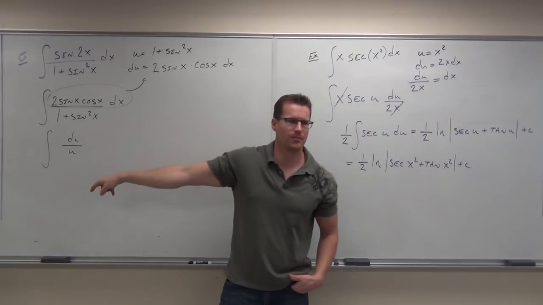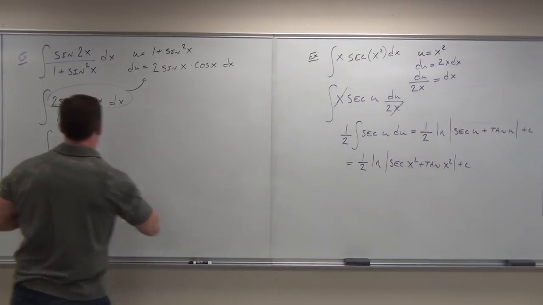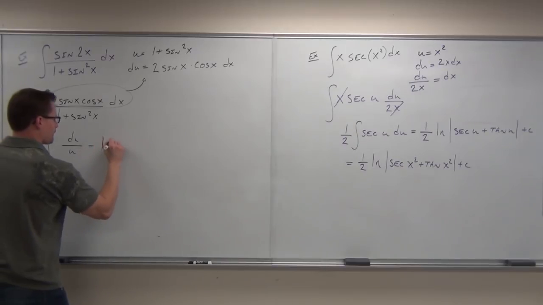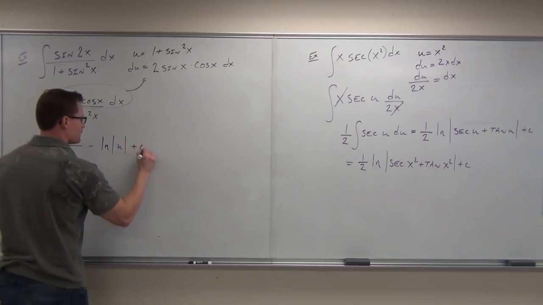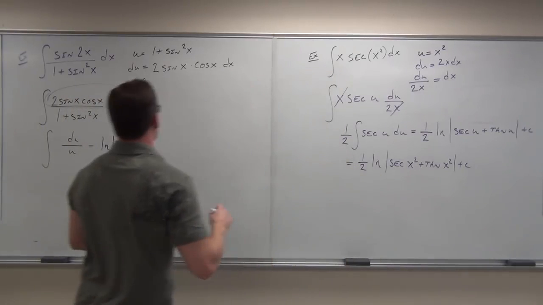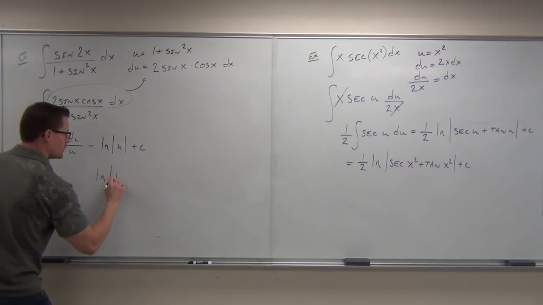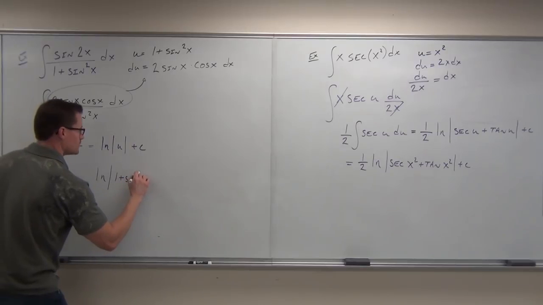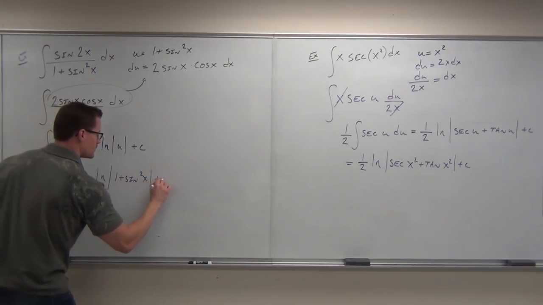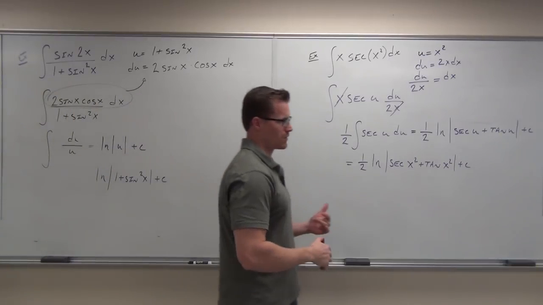How much is that integral? ln of the absolute value? Yep. We've got one more thing to do. We're going to put the u back. So the final answer: ln absolute value of 1 plus sine squared x, plus c. It's actually technically not the final answer. We're going to do one more thing with this.